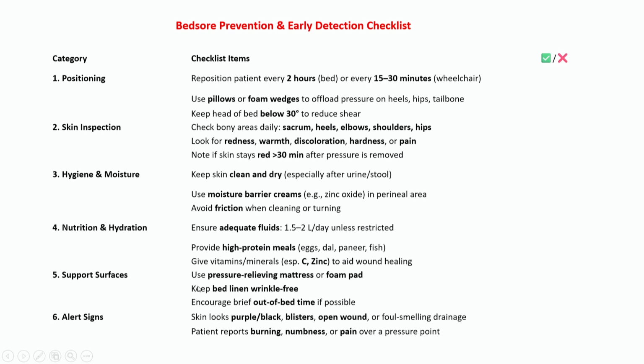Support surface. Use pressure relieving mattresses or foam pads. Now special beds are coming for this kind of patient. Use pressure relief mattress or foam pads and keep bed linen wrinkle free, because wrinkles are the place where friction may take place. Encourage brief out of bed time if possible. If it is possible to move the patient out of bed, encourage it.